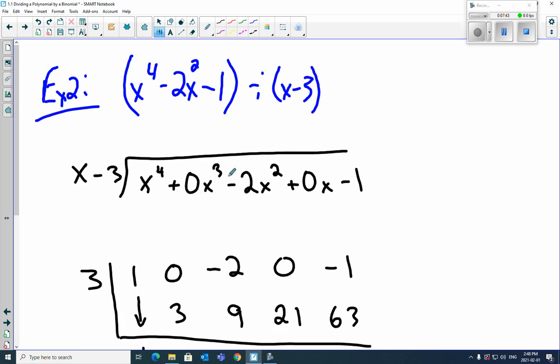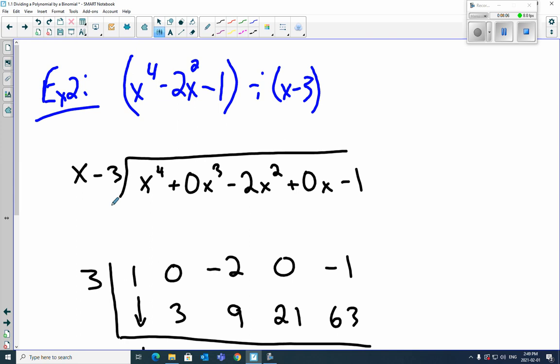So this one here, we have x to the 4 minus 2x squared minus 1 divided by x minus 3. Now, the problem with this one is, if you look, we have x to the 4. Well, we're missing x to the 3, and we're also missing an x. So if you do long division, you need to fill those in. So we have x to the 4. Well, we don't have an x cubed, so we just put a 0. Minus 2x squared, we don't have an x, so we put a 0, and then minus 1.